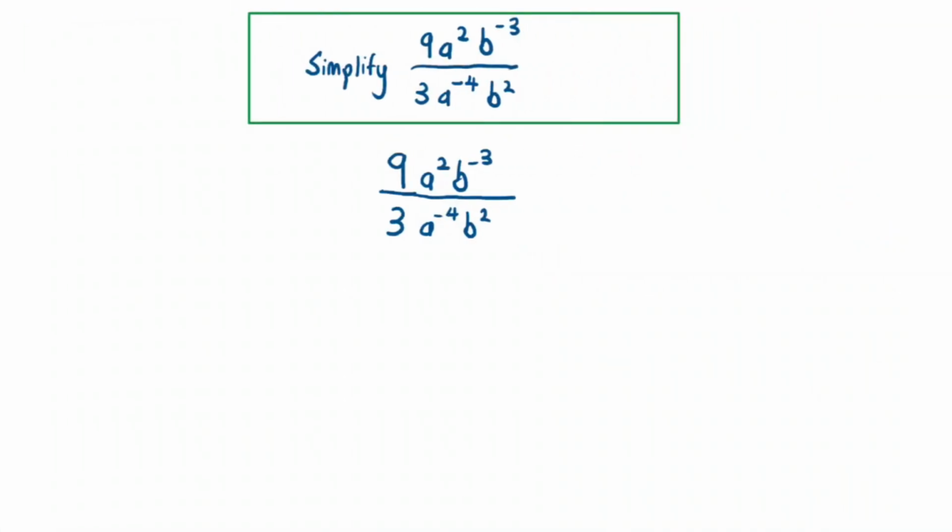Hi everybody, in this video we'll learn a simple way to simplify expressions containing negative indices. So let's use this example here to illustrate. We need to simplify 9 times a squared times b to the power minus 3 divided by 3 times a to the power minus 4 times b squared.